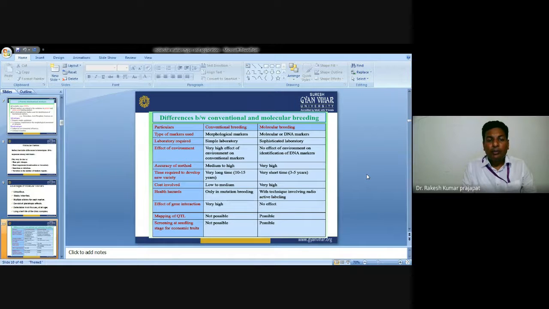Time required to develop new varieties: conventional breeding requires a very long time, while molecular breeding requires a very short time, 3 to 5 years, because it reduces many of the breeding cycles of the particular crop. Cost involved: low to medium for conventional, but as highly sophisticated instruments are required in molecular breeding, the cost is very high. The technique involved in mutational breeding is radioactive labeling.